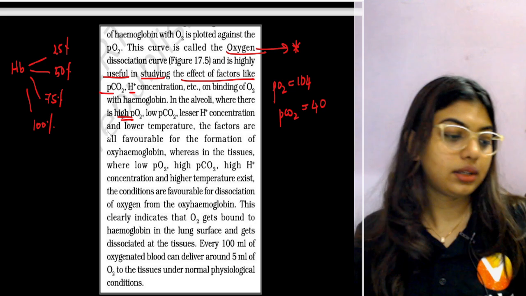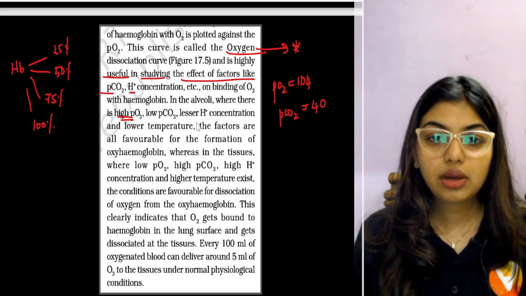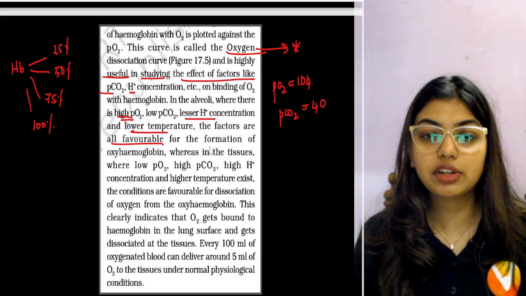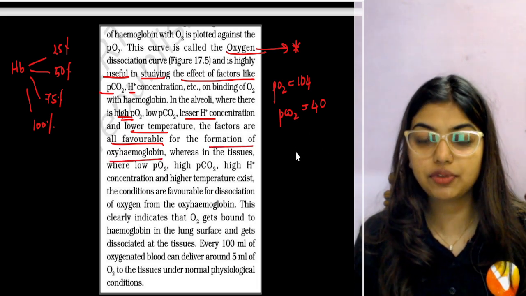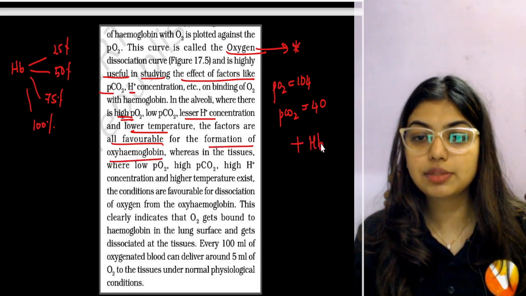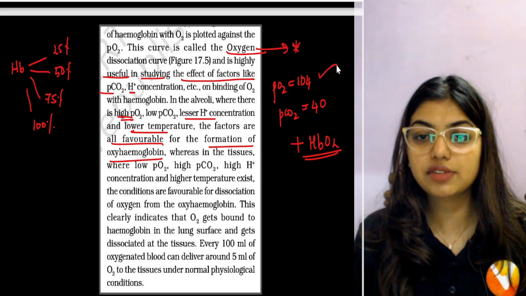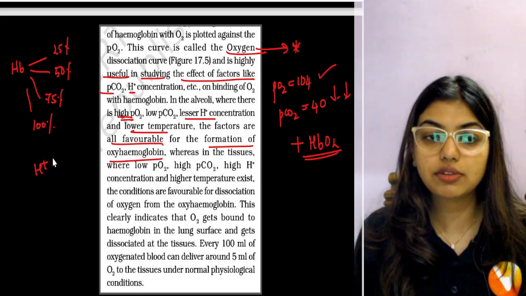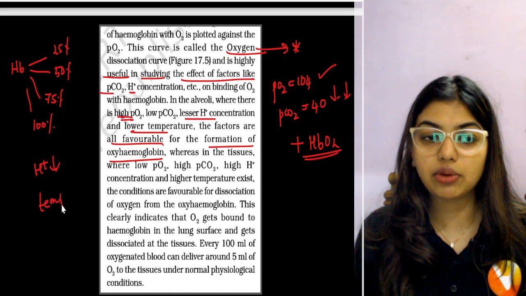Correct? Yes, perfect. Now, lesser H plus concentration and lower temperature. The factors are all favorable for the formation of oxyhemoglobin. So from here, you can expect that HbO2 will be formed. Why? Because this one is high, this one is low. If carbon dioxide is low, automatically H plus will also be low, and temperature will also be low.